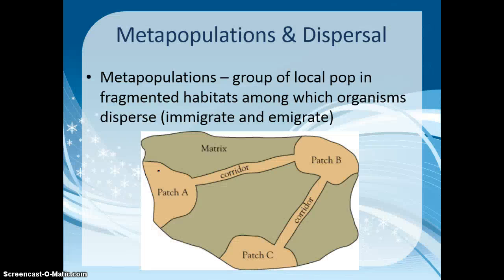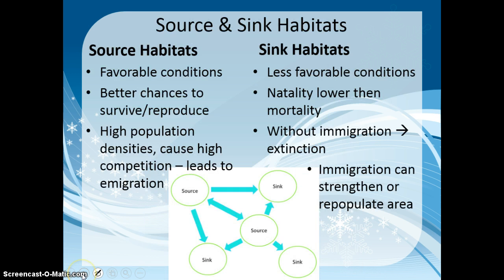Now there's another thing called metapopulations, which is basically a group of local populations that's close enough to each other that they can disperse amongst each other. And what we mean by that is they can migrate, they can emigrate from one habitat to another. So these are called metapopulations because they're all sort of connected. They can all travel through these corridors to get to each other. And when you have a metapopulation, you wind up with what we call source and sink habitats.